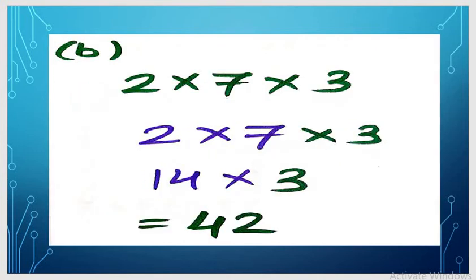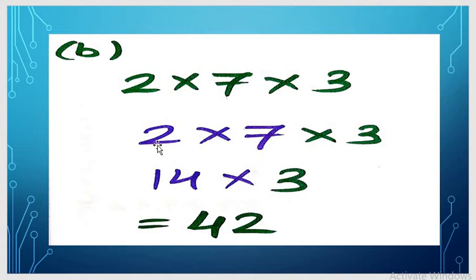Now question number B. What is question number B? Question number B is 2 multiplied by 7 multiplied by 3. 2 7s are 14 and 14 3s are 42. If we don't know, how can we do it? We do the calculation in rough work.